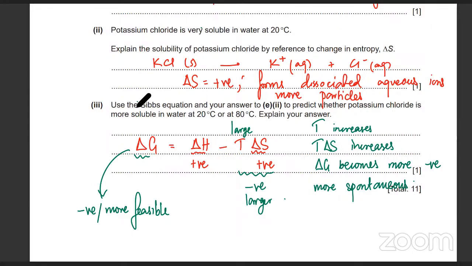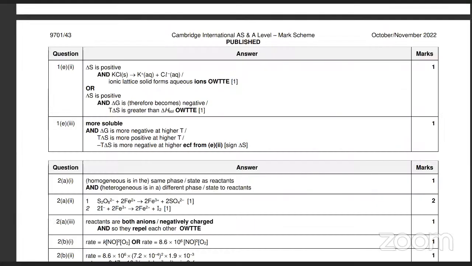You have to use the Gibbs free energy. I'll show the entropy as well. So delta G is more negative at higher temperature, or T delta S is more positive at higher temperature. You get a bigger value. Minus T delta S is, so basically you have to explain the whole thing, the same thing.